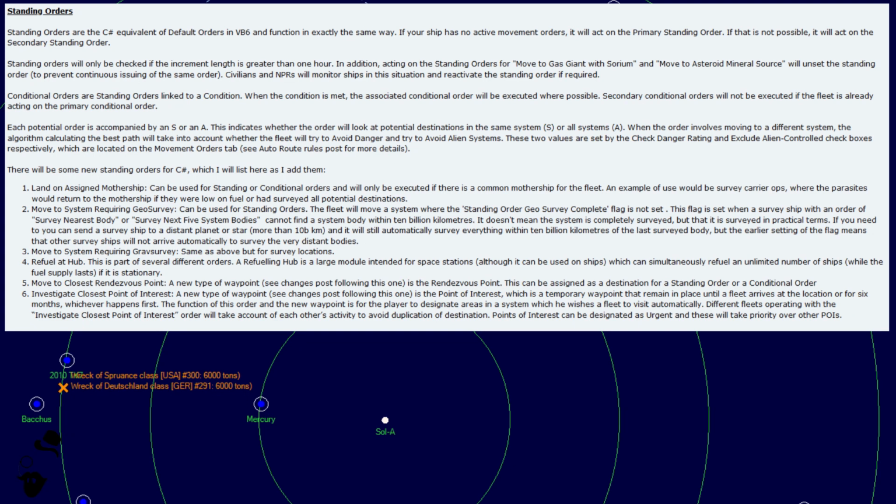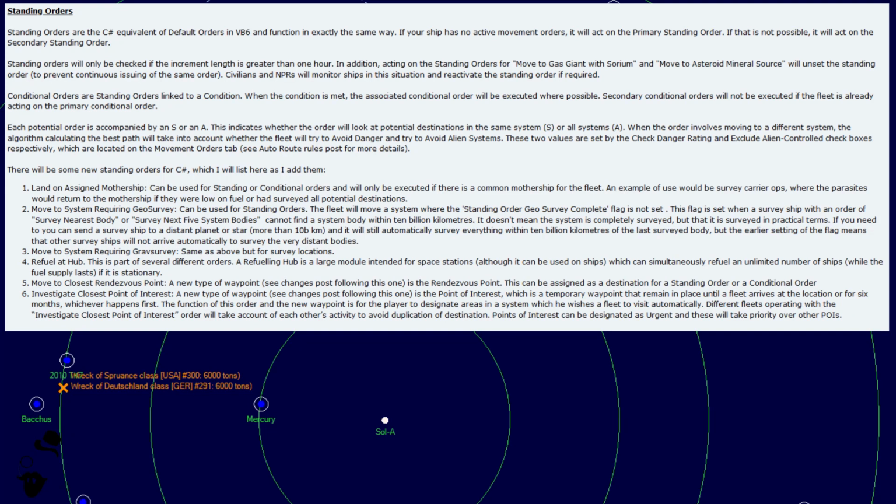Conditional orders are standing orders linked with a condition. When a condition is met, the associated conditional order will be executed where possible. Secondary conditional orders will not be executed if the fleet is already acting on the primary conditional order. This is nice because there is a very common issue where when a ship has 2 conditional orders, and the first one is invalid, it'll basically spam that message to tell you that, oh hey, I can't do my conditional, I'm doing my second one. I don't care, just do your job. So now they will.